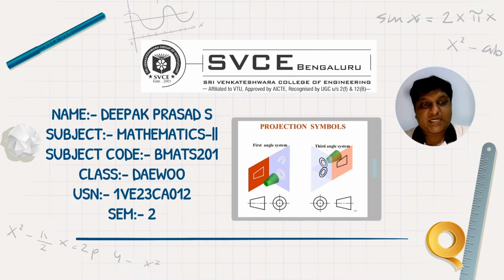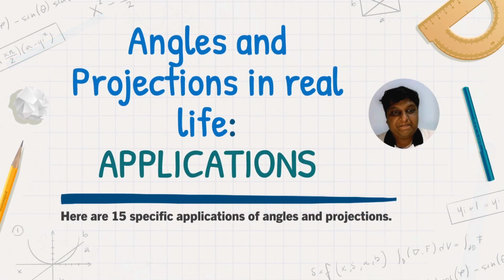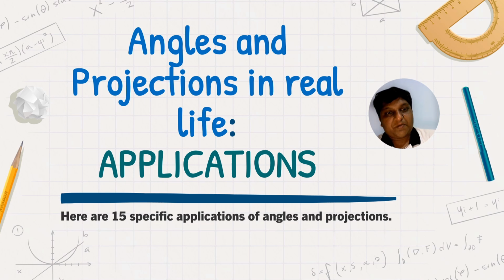So today's subject is mathematics. Subject code is BMITS 201. I study in DEU class sem 2. So the topic for today is applications of angles and projections in real life. We are going to discuss about 15 specific applications of angles and projections in real life.